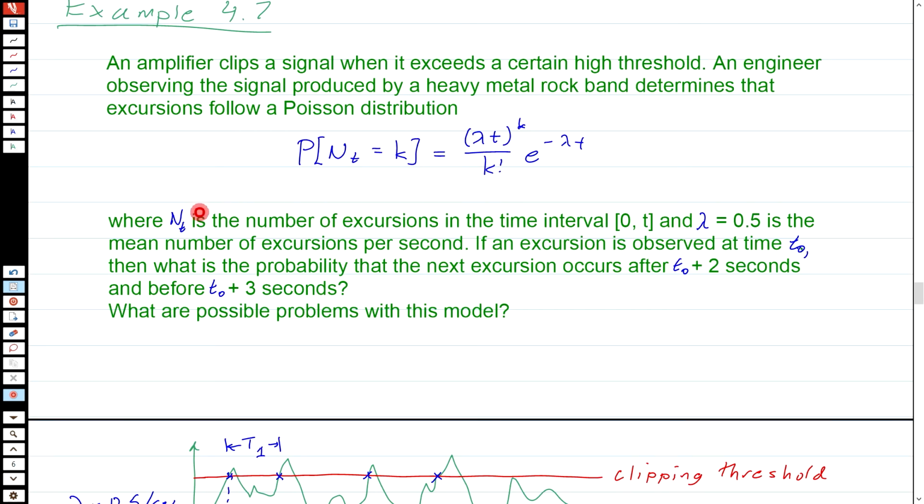Basically, N_t is the number of excursions in the time interval 0 to t, and lambda we're given as 0.5, the mean number of excursions per second. That's a lot, isn't it? That's half of an excursion per second, so we expect to see an excursion every 2 seconds. That probably makes the sound pretty bad. Let's suppose that an excursion is observed at time t0. What is the probability that the next excursion occurs after t0 plus 2 seconds and before t0 plus 3 seconds? And then perhaps list possible problems with this model.